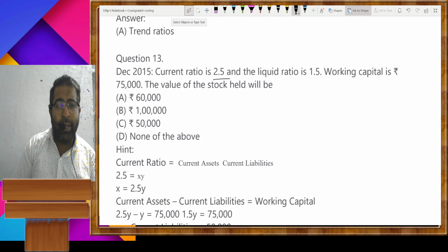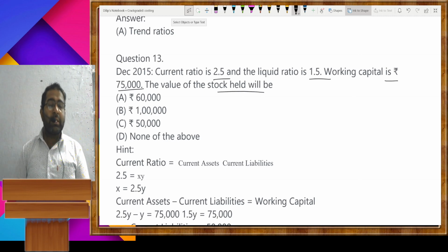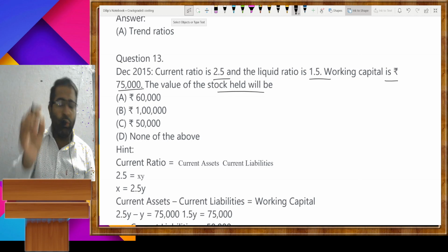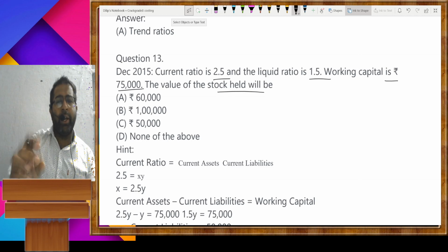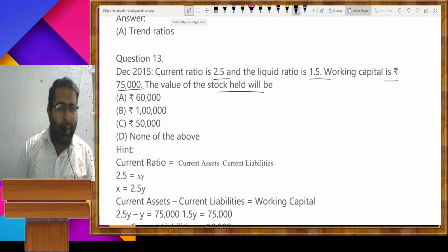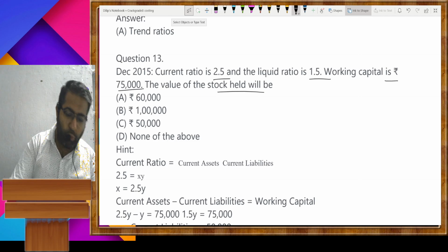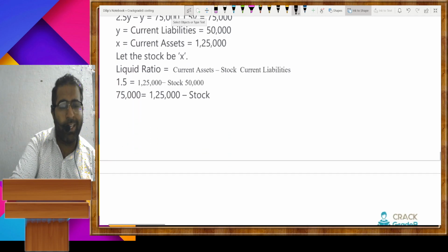Current ratio 2.5, liquid ratio 1.5, working capital 75,000, value of stock will be. Simple question. You have to calculate it. I am not going to calculate it. You can very easily calculate it. So this is your work. Very easy question.